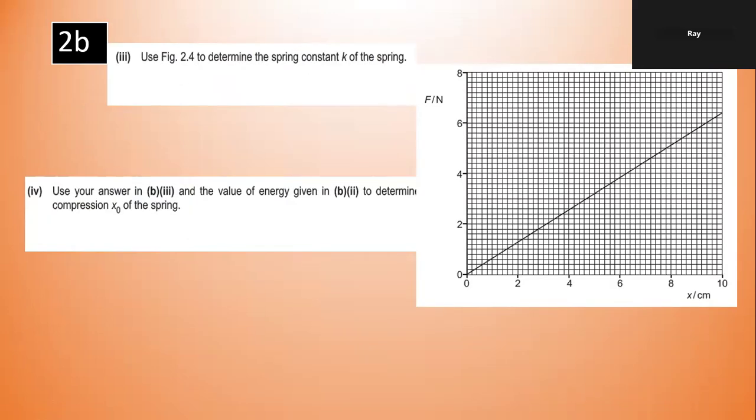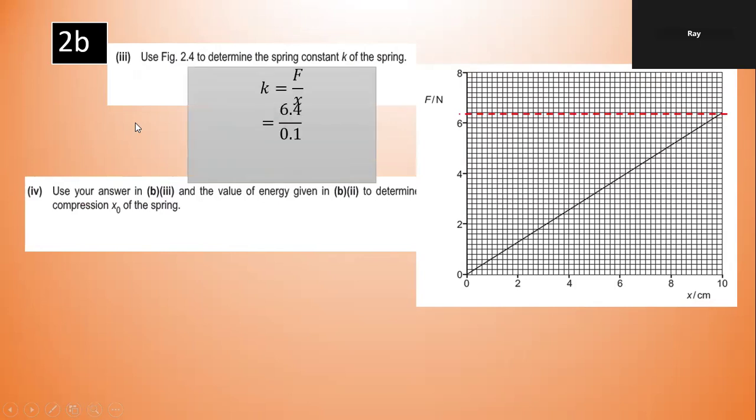Use figure 2.4 to determine the spring constant of the spring. What is your answer? F over x. So I got 64. F over x, take any value. Easiest is to read here: 10, and then 6.4. 64. It's just a ratio, any point you can use. But use a point that's easy to read.